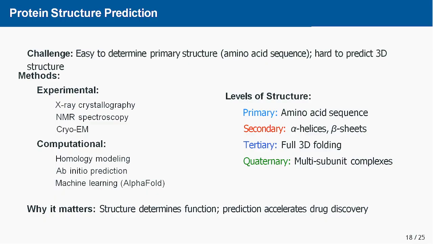Then protein structure prediction, one of the most important usefulness of bioinformatics. Here the challenge is that it is easy to determine the primary structure but hard to predict the three-dimensional structure of a protein, because we don't know how many different types of folds there are in a protein. A numerous number of folds is possible for any structure, and so many structures can be imagined or can be possible.